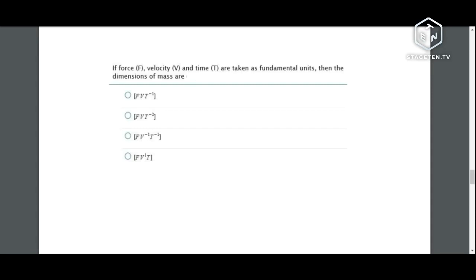So the hint in this question is that you have to take the mass dimensions as F^a V^b T^c. Then on the left hand side you need to take mass as M^1 L^0 T^0, because in this case you need to find the dimensions of mass. Then you need to put the dimensions of force, the dimensions of velocity, and the dimensions of time. When you do this, you will get equations on the exponents, and then you just need to equate the values and you will get your answer.